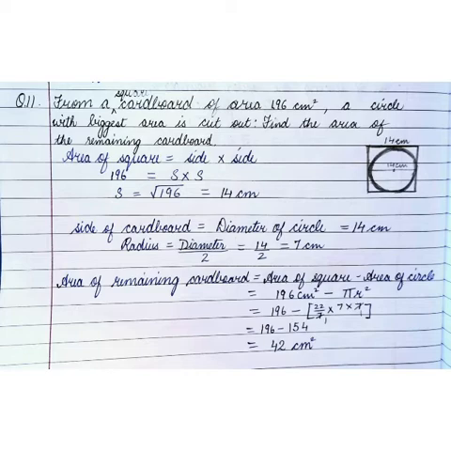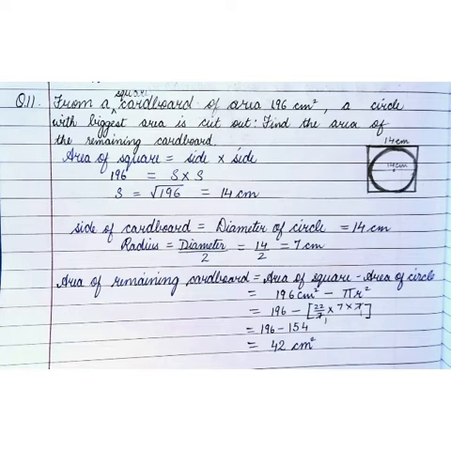So area of square is side into side. So 196 will be equal to side into side. That is, to find side, we have to do under root of 196. That is 14 centimeters. We know that the side of the cardboard is equal to the diameter of the circle because it is the biggest circle that can be cut out from the square. So that is equal to 14 centimeter.